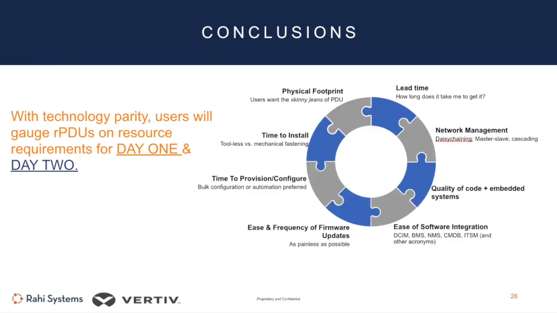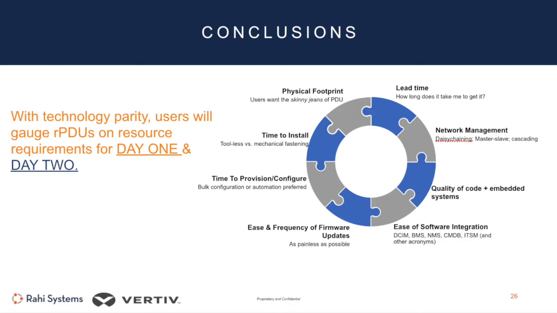To wrap up the presentation here, just a couple more slides. There's a lot of technology parity within the rPDU market. There are a lot of very good suppliers out there, and no one really has any proprietary level of umbrella technology. Everybody makes switched PDUs. Everybody makes outlet monitored PDUs. So in the world of technology parity, in that competitive landscape, consumers of rPDUs, we believe, will gauge suppliers based on the resource requirements those PDUs require for both day one and day two needs.